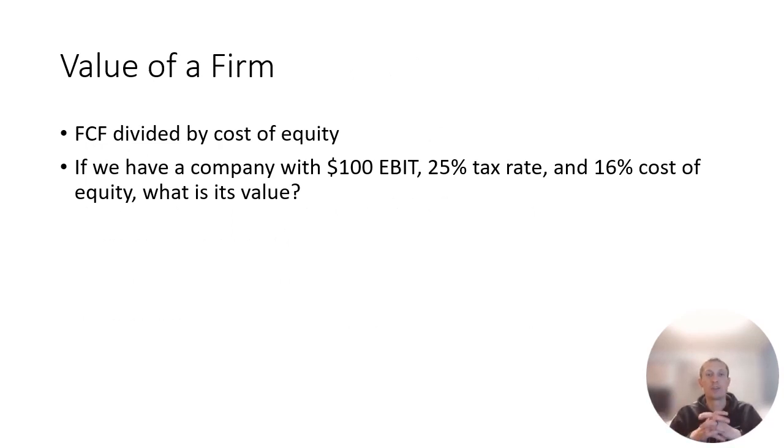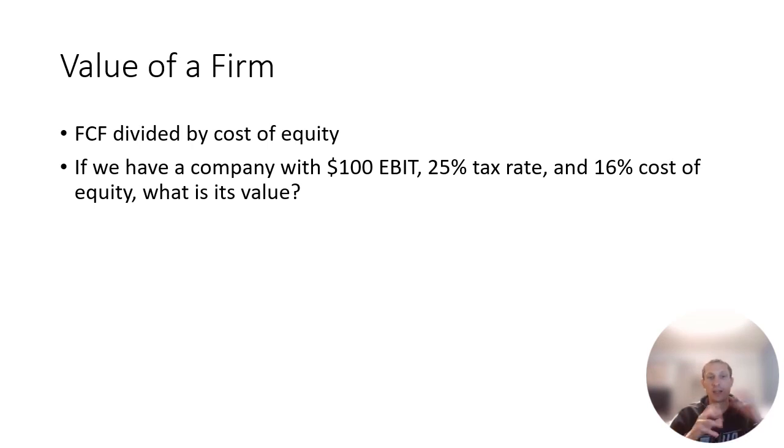So what is the value of the firm, right? Well, the calculation here is as simple as free cash flow divided by the cost of equity. Okay, so if we have here a company with 100 in EBIT and a tax rate of 25% and a 16% cost of equity, what is its value? Now, it doesn't explicitly say this, but we're looking at this company as 100% equity based. So the next slide is going to have the answer.